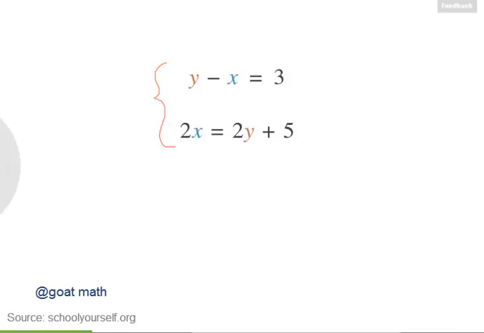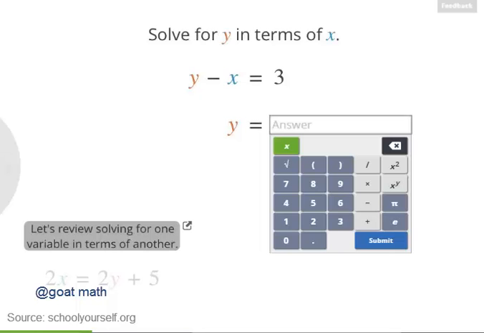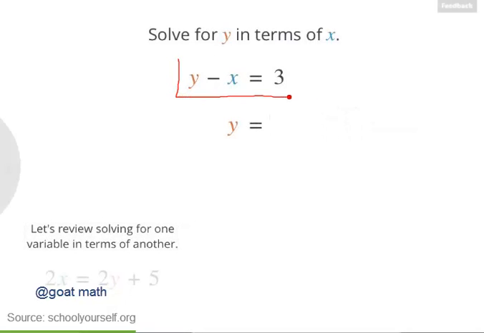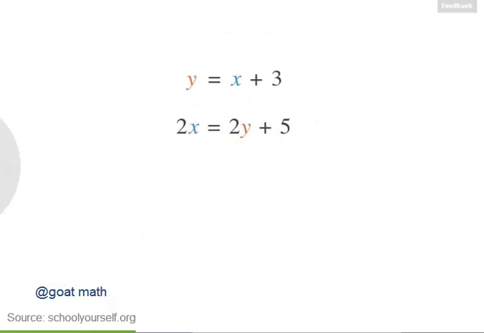When solving two equations with two unknowns, a good first step is to pick one of the equations, like this one, and solve for one variable in terms of the other. So try solving for y in terms of x. Right, saying y minus x equals 3 is the same as saying that y equals x plus 3. So let's look at our two equations again. So now we know what y equals in terms of x, and we have a y in the second equation.